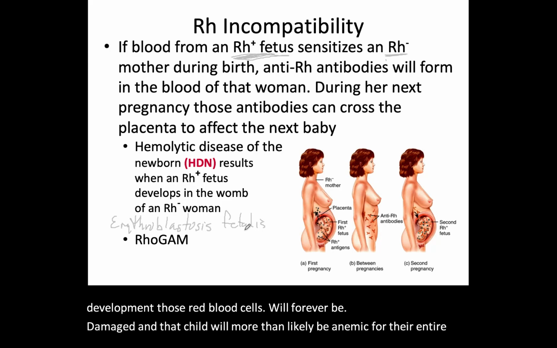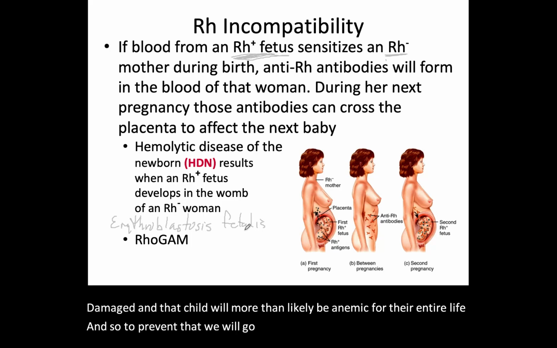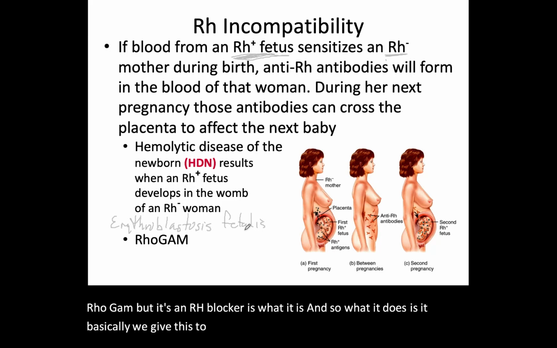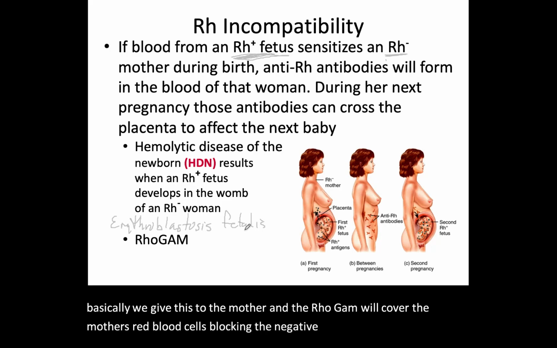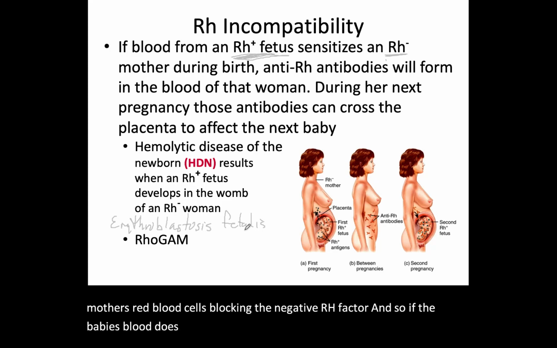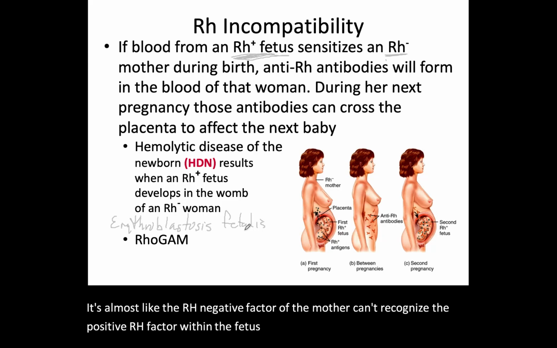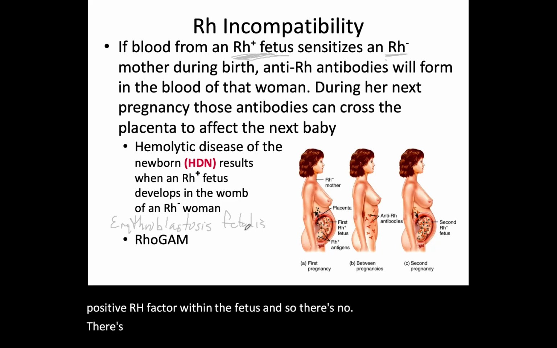And so to prevent that, commercially, it's what we call RhoGAM, but it's an Rh blocker is what it is. We give this to the mother, and the RhoGAM will cover the mother's red blood cells, blocking the negative Rh factor. And so if the baby's blood does mix, it's almost like the Rh negative factor of the mother can't recognize the positive Rh factor within the fetus. And so there's no issue with that. And so that is blood typing.